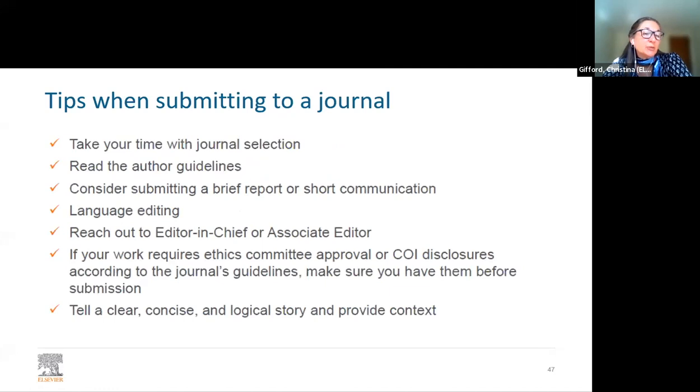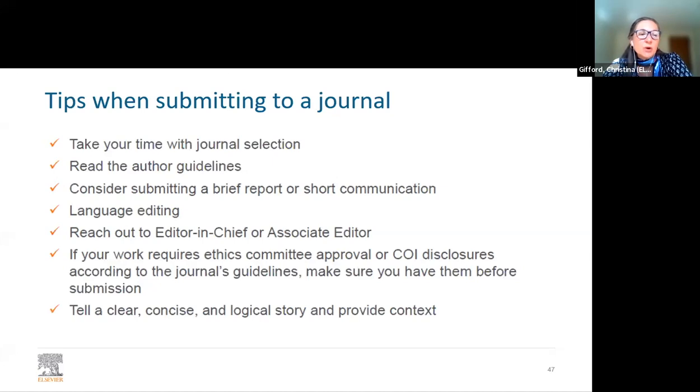Consider submitting a brief report or short communication. Language editing: you want to make sure that the journal you're going to submit to does have those services, that they are going to, in production, do that production cycle of actually going through your article. You could reach out to the editor-in-chief or associate editors. Sometimes they're willing to give you a little bit more guidance prior to officially submitting.